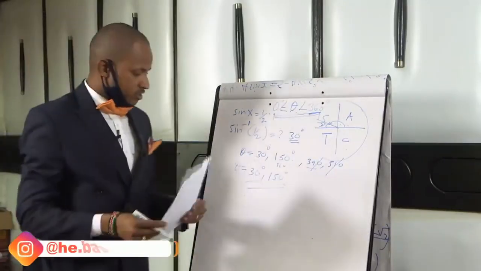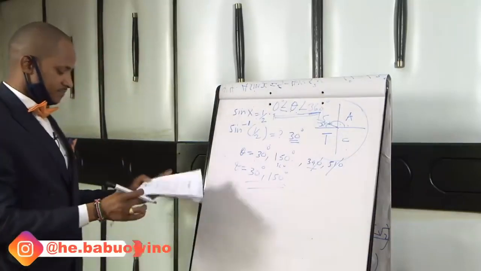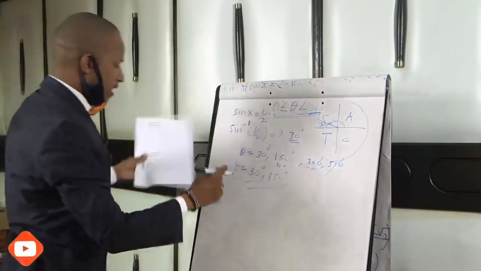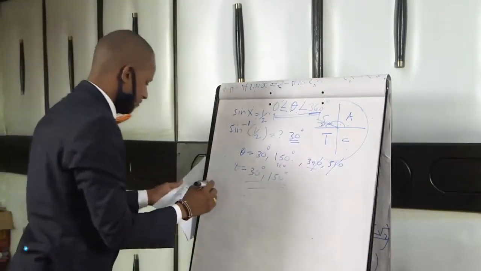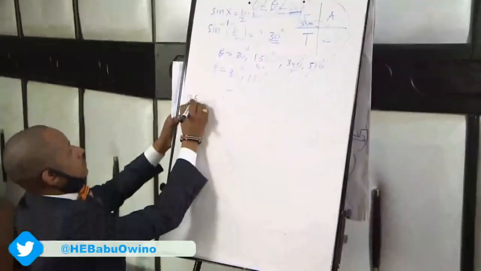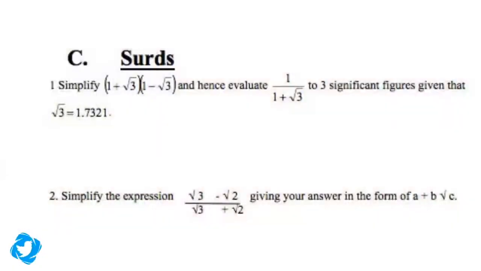Our next question is on Surds. We are told, question number 5, to simplify 1 plus root 3 into 1 minus root 3. This is Surds: 1 plus root 3 into 1 minus root 3. These Surds are conjugates of one another.